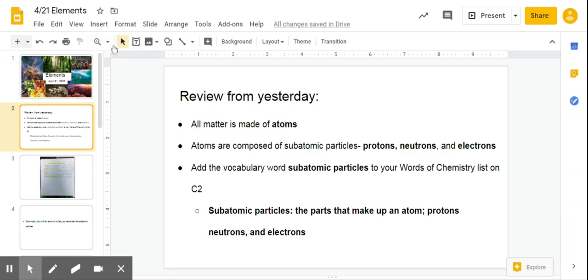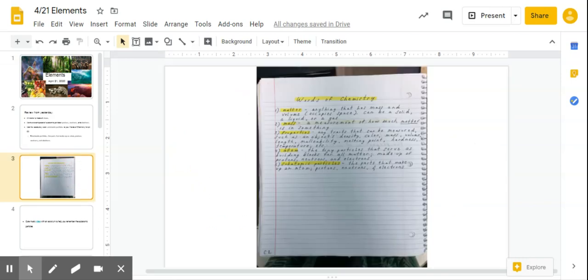Yesterday, we established that all matter is made of atoms, and that atoms are composed of subatomic particles, the protons, neutrons, and electrons. Let's go ahead and add subatomic particles to our words of chemistry list on page C2. The subatomic particles are the parts that make up an atom: the protons, neutrons, and electrons. So go ahead, pause me, and add that word. Very good. Your notebook should now look a little something like this with 5 vocabulary words on page C2. So as of now, we have matter, mass, properties, atom, and subatomic particles.